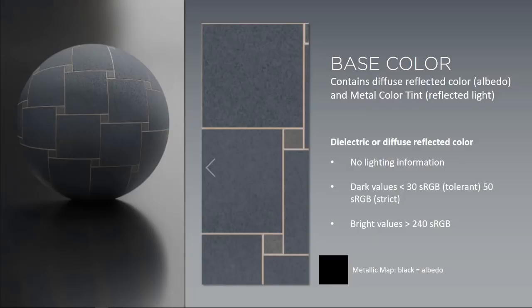So that takes care of the dark ranges. You don't want values to be too dark, and the same goes for the bright ranges. You don't want values to be too bright either. So we don't want to go above 240. If I'm looking at something like snow, I think, oh, it's snow, it must be white. Well, it's not actually white. It's not pure white. So we want to have those types of guidelines in our mind when we're authoring our base color.